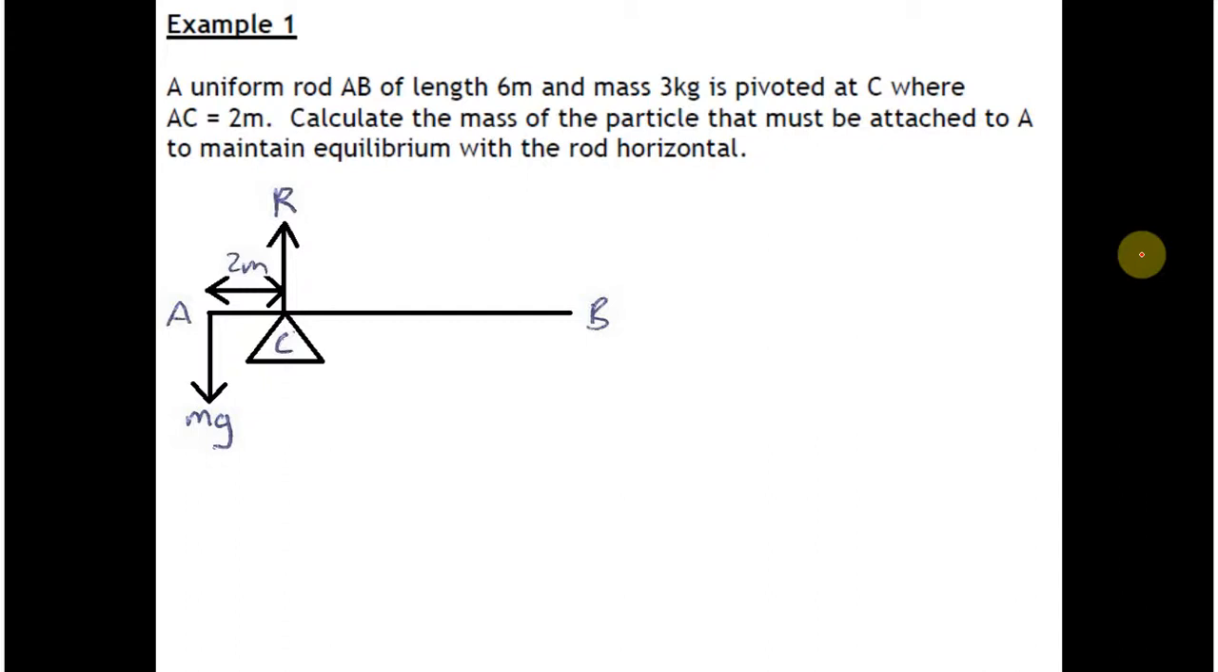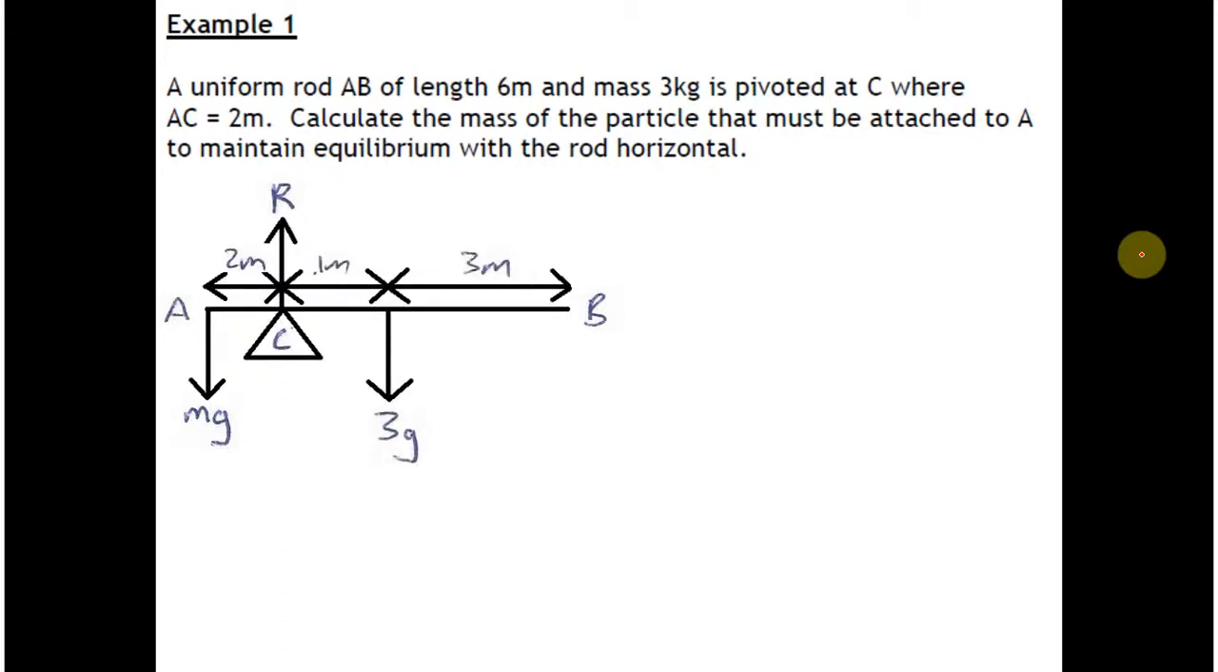We also need to take into account the centre of mass of the rod. The rod is 6 meters across, so 3 meters across will be the centre of mass, so 1 meter further on from C, or 3 meters from B, we will have a force of 3g, the corresponding weight to a mass of 3 kilograms. So these are all the forces that are acting in this situation, and we're only interested in the unknown m, but we also have an unknown R.